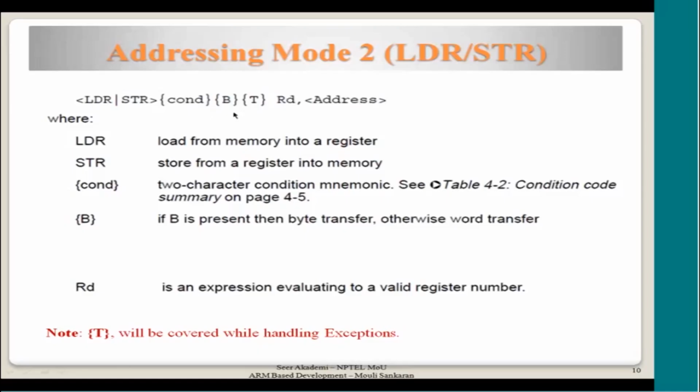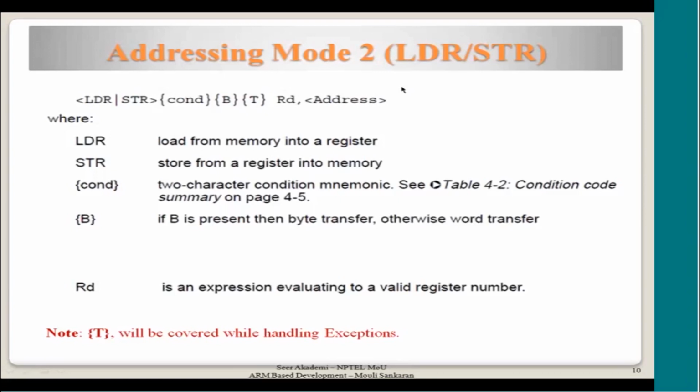Then this part, please ignore it for a moment because this will be clear only when exceptions are handled. During that time I will explain this. So for a moment you can ignore this. And then Rd is a destination register. It could be the register which is getting the value from the memory, or the register from which the value is written into the memory.